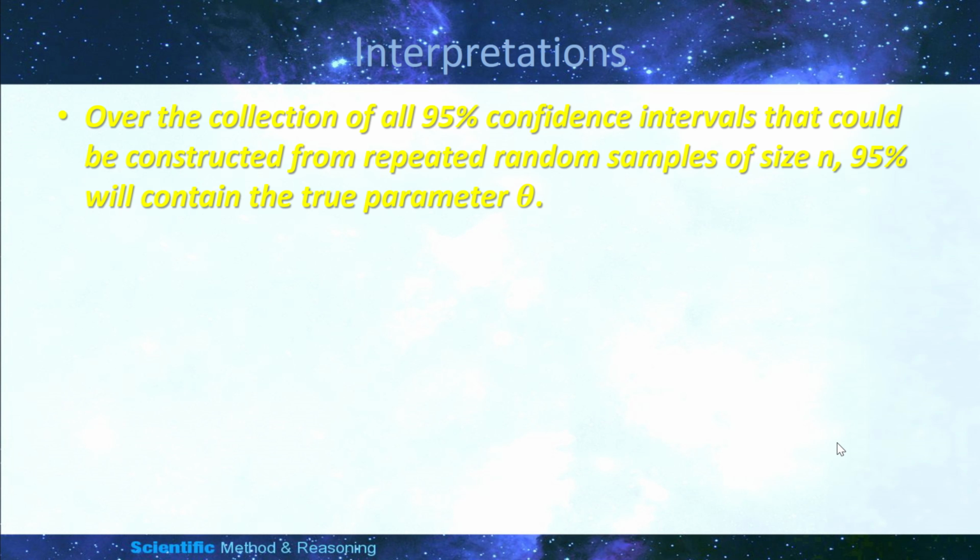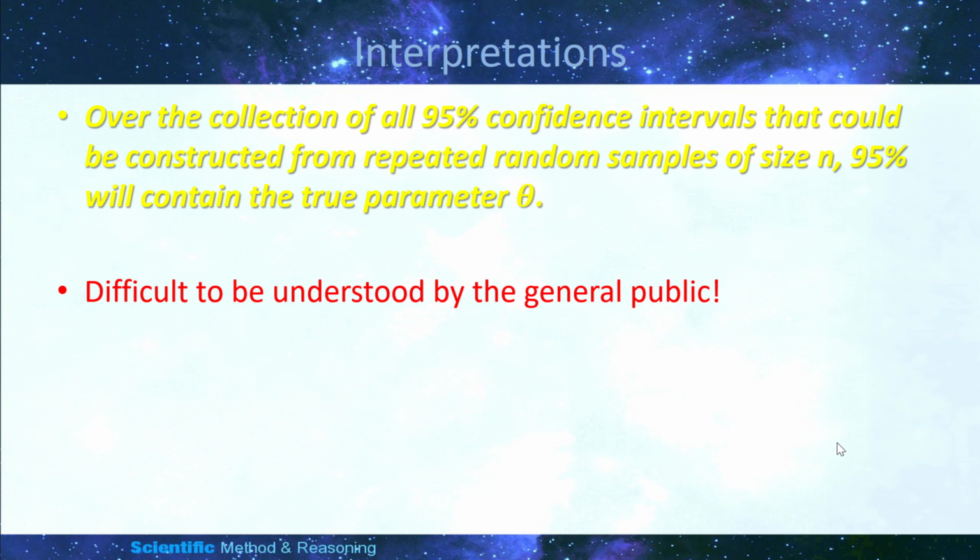The interpretation of this confidence interval is quite difficult. It's simply interpreted as the collection of all 95% confidence intervals that could be constructed from repeated random samples of size n. 95% will contain the true parameter theta. I'm sure you probably don't understand too much from this genuine interpretation, because this is particularly difficult to be understood by the general public.